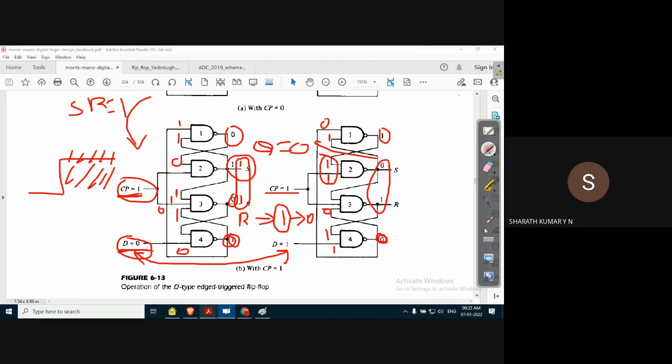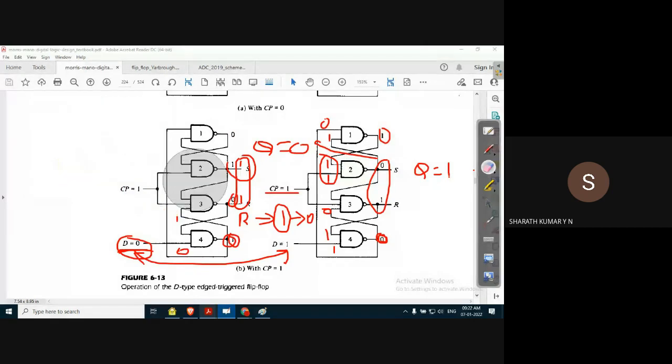For an SR latch, if S is 0, what should be Q? Q should be set to 1. So what we understand here is, of course, Q is changing, no doubt. But now when clock pulse is 1, let us compare these two circuits now.